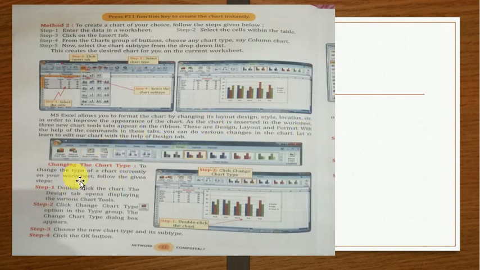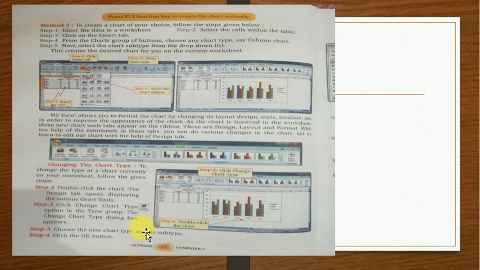Okay, now the next topic is changing the chart type. If you have to change the chart type, like this one is a column chart, and now you have to change it to any other, like a bar chart or a pie chart, then the first step is to double click the chart. How do you double click? You tap two times with the mouse.